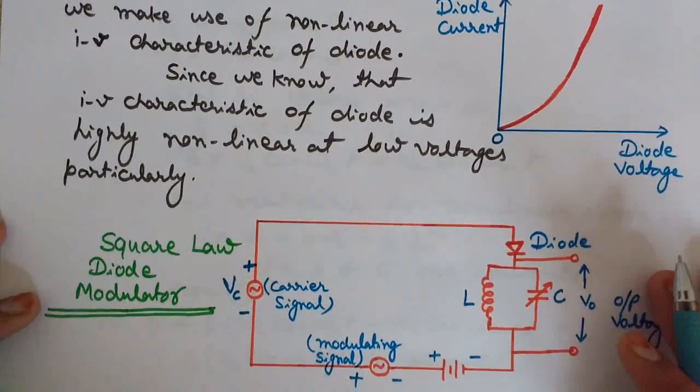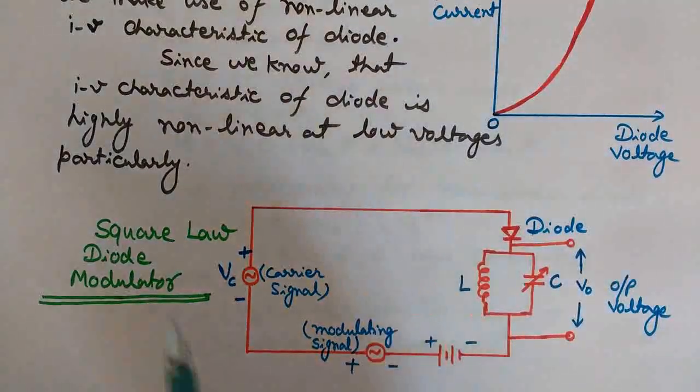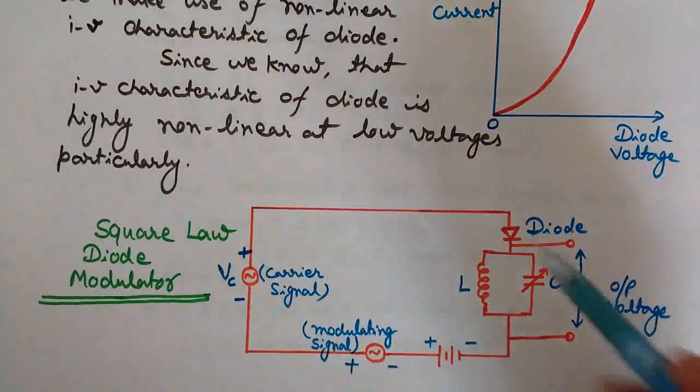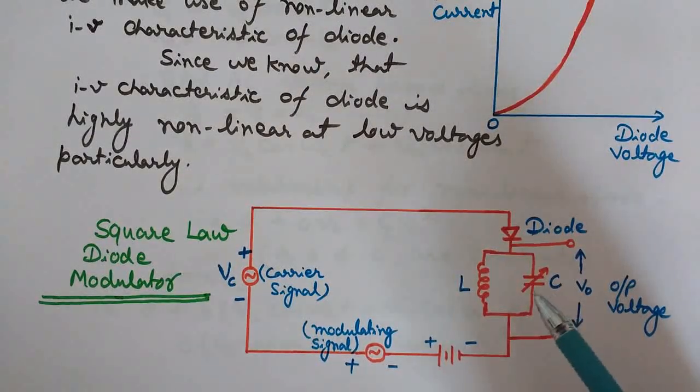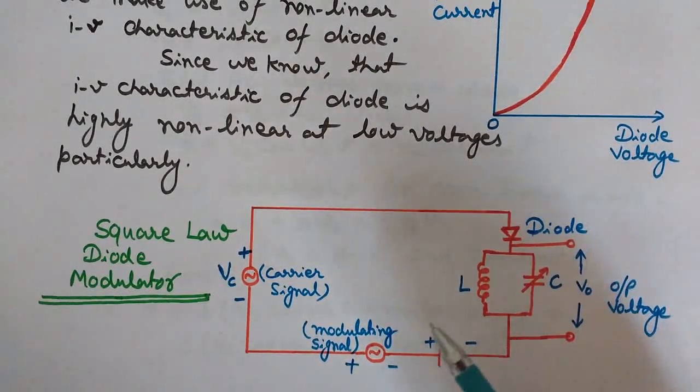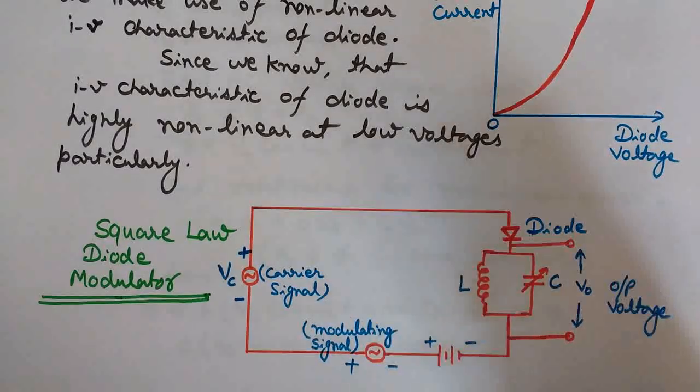Now we will discuss the circuit diagram of the square law diode modulator. As you now know the basic principle behind square law diode modulation, it's very easy to understand this circuit now. You can easily get the basic concept with this circuit.